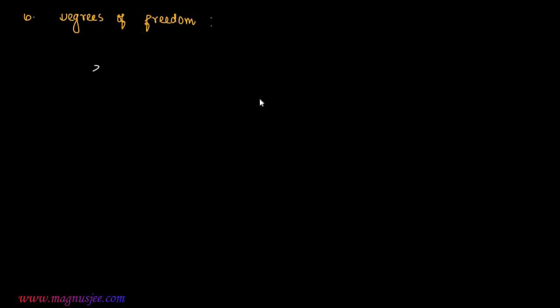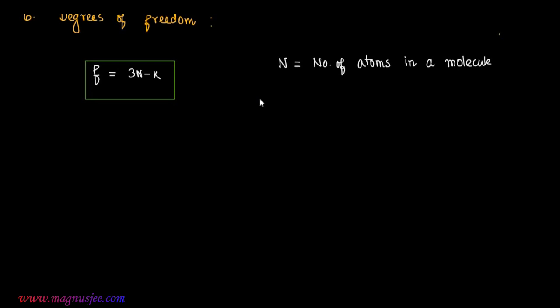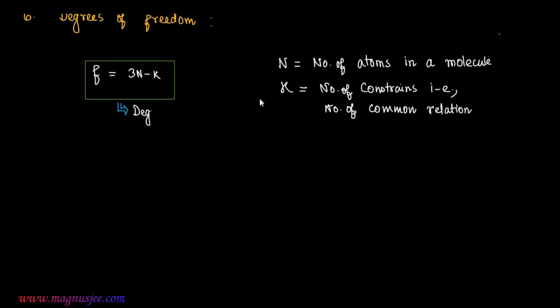Now we can write down the expression of the number of degrees of freedom, that is F equal to 3N minus k, where F is the number of degrees of freedom, capital N is the number of atoms in a molecule, and k is the number of constraints or relations.